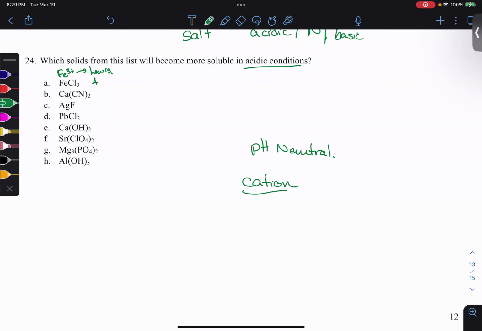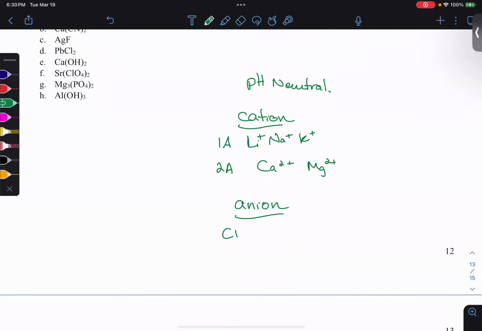So common pH neutral cations: all group 1A elements, all group 2A elements. So lithium plus, sodium plus, potassium plus, all of those are pH neutral. Then we have calcium 2+, magnesium 2+, etc. The reason these are pH neutral, pH 7, when you put those in water, is because they are conjugates of strong bases. If you look at the anion side, the conjugates of strong acids are pH neutral as well. So common ones: chloride, bromide, iodide.